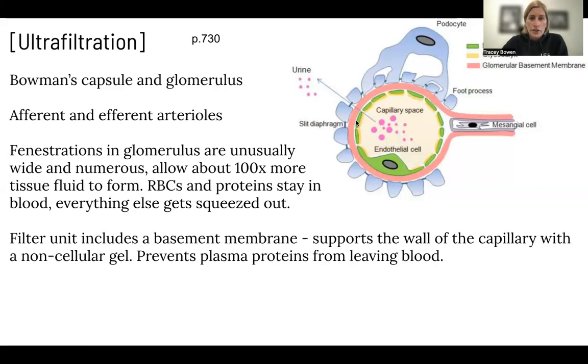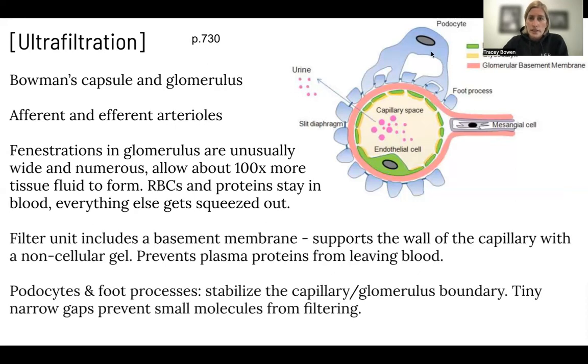So the filter structure is going to include the basement membrane. That's this pink thing here. And it's going to support the wall of the capillary with this non-cellular gel. But it's going to prevent plasma proteins from leaving the blood because it's charged, and so too are the plasma proteins. Podocytes, that's this blue stuff up here, is going to stabilize the capillary glomerulus boundary.